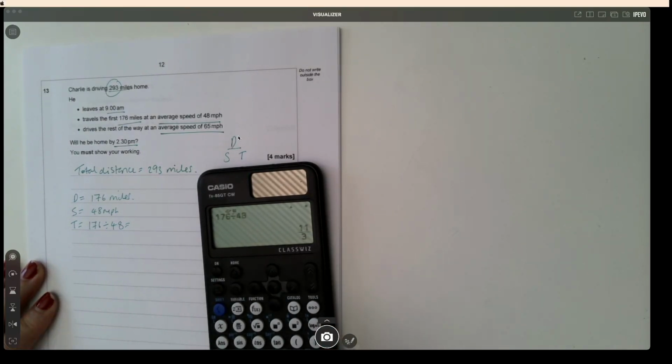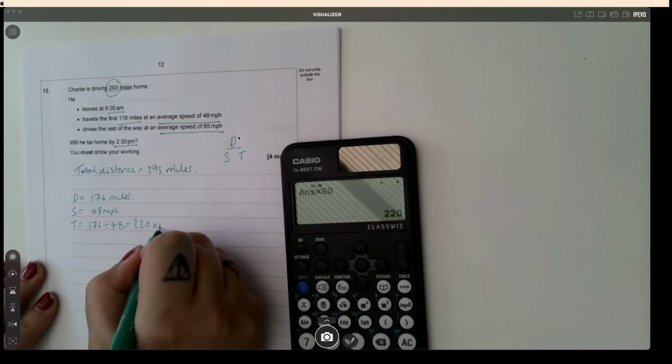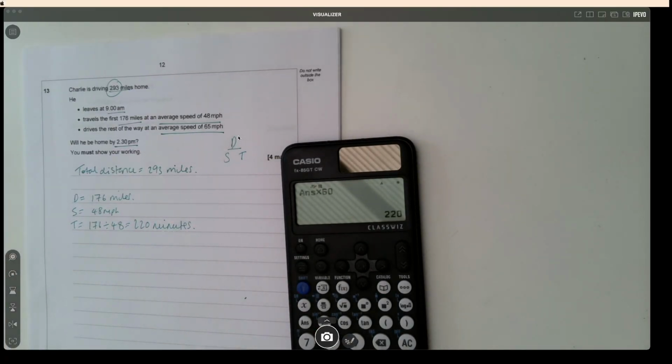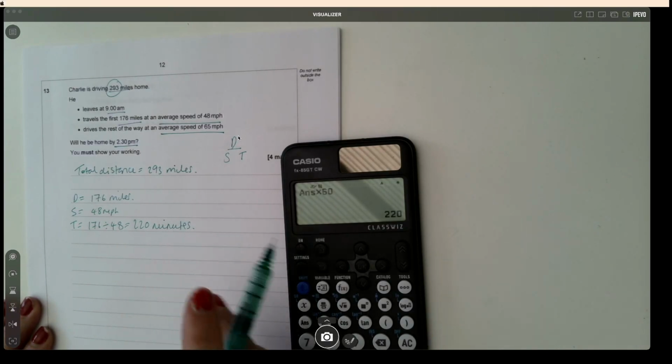And then we're going to multiply by 60 because I don't want it in hours. I want it in minutes. 220 minutes. Purely it means I'm not dealing with awkward decimals. That came out as a third, so it would have been a recurring decimal. So let's deal with it as minutes for now.